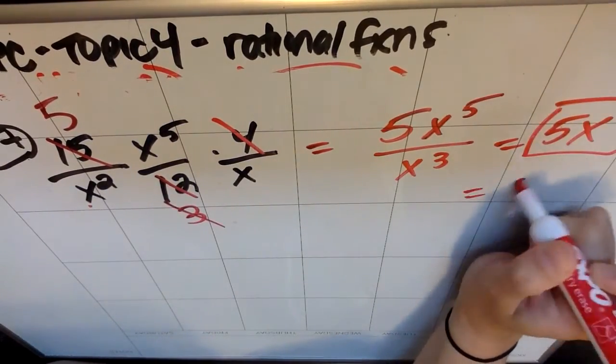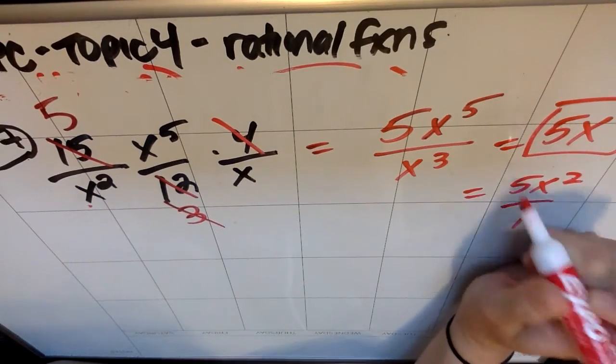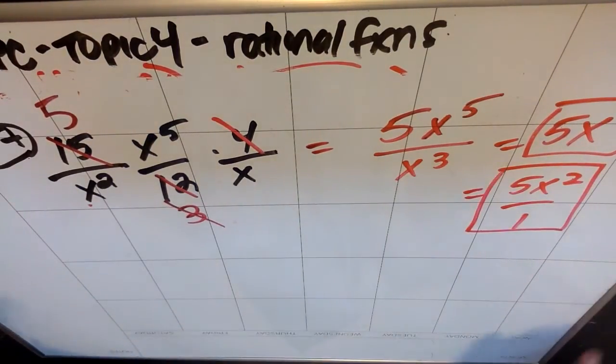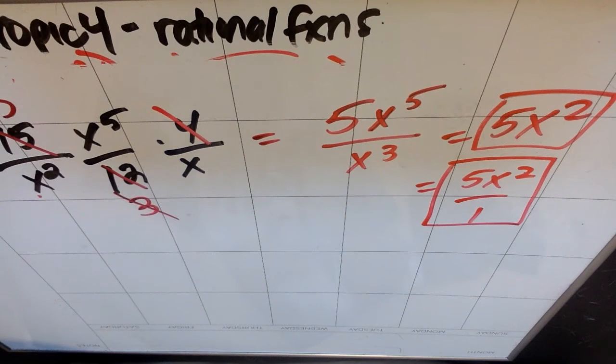Now, you could also write it as a 5x squared over 1, but if 1's on the bottom, we don't have to write it. If the 1's on the top, I absolutely have to write it because a 1 over 5 is not the same as just, let's say, a 5, okay? So that's example 7. You're going to work through practice problems 1 through 7, and we'll go over them.